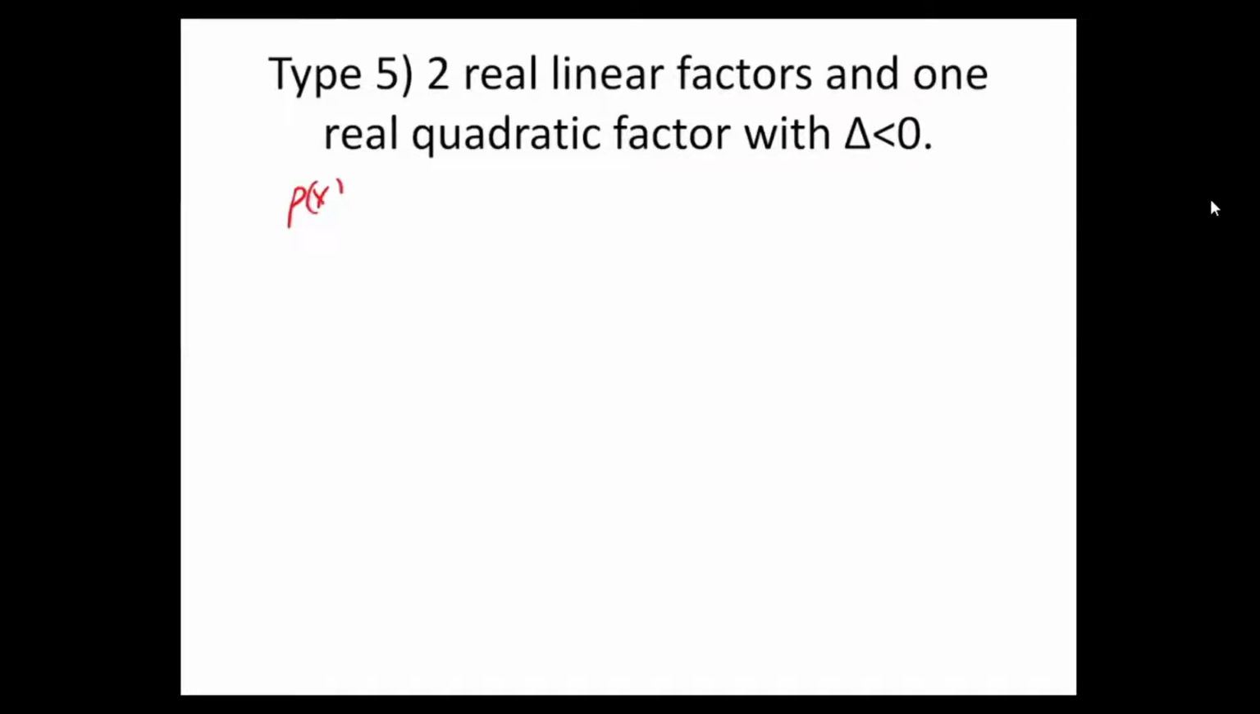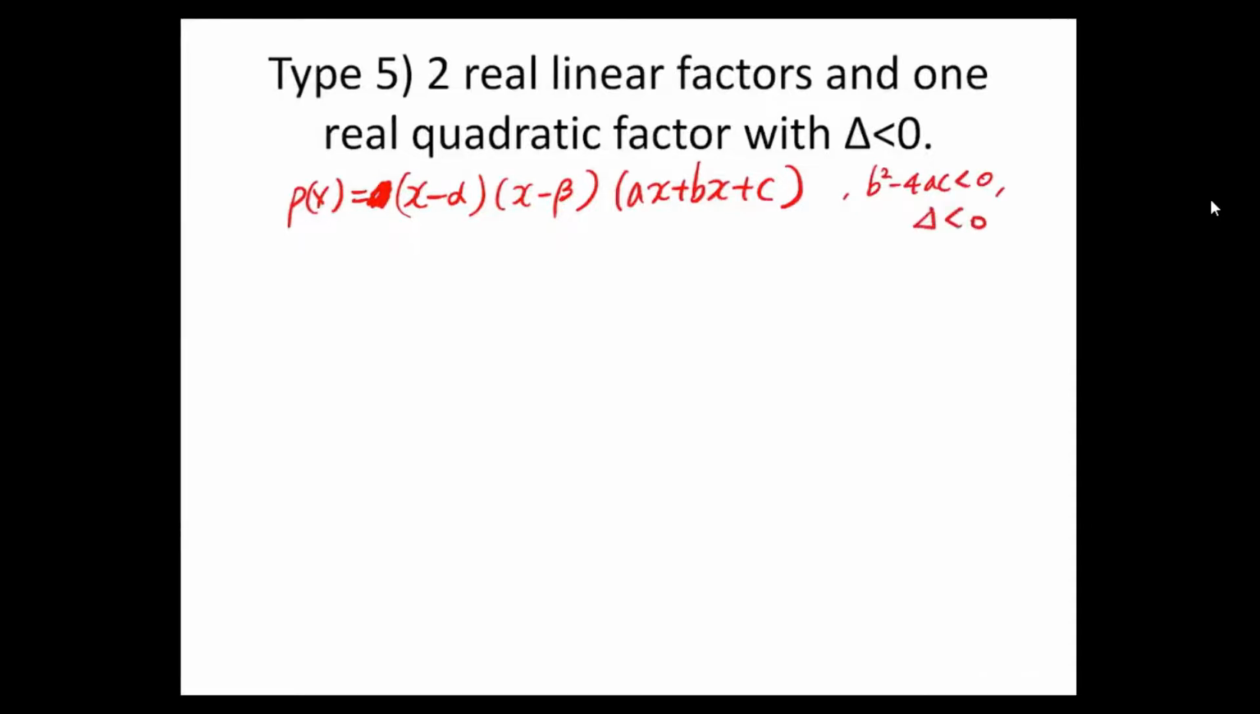So what's it going to look like? Okay, I just don't want to have a here because I'm going to have a later. So you have alpha and beta as your factors, and then there's one quadratic that's kind of trouble for you because you cannot factor it anymore, because your b squared minus 4ac is less than 0, because your delta is less than 0. So you don't have real roots. Take a specific example, x minus 1 times x plus 1, to make it simpler.